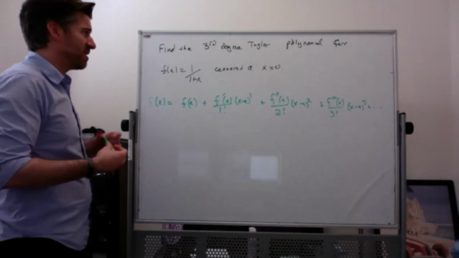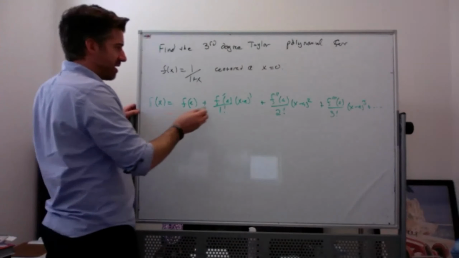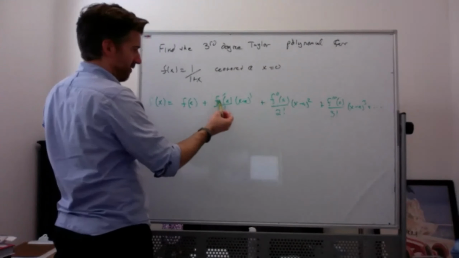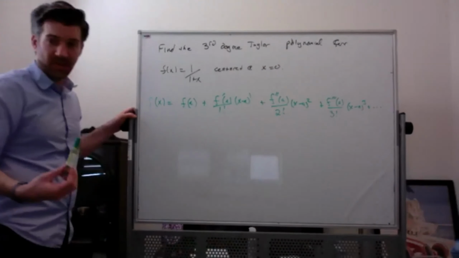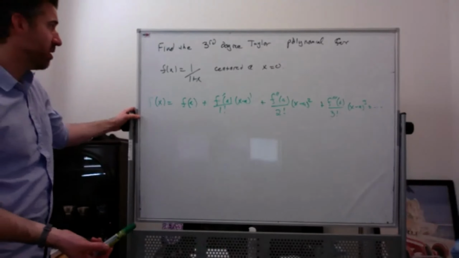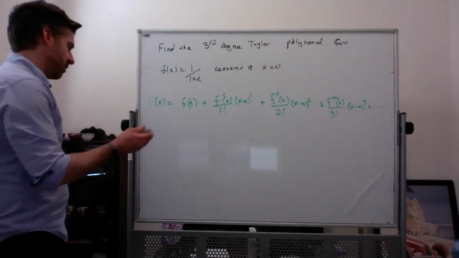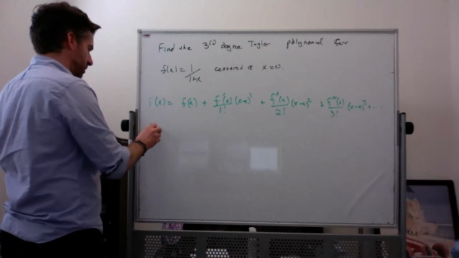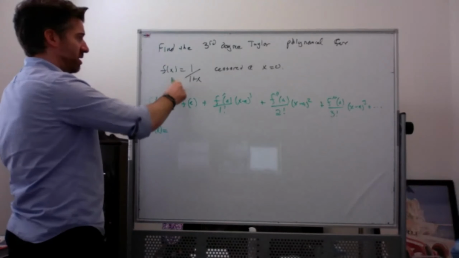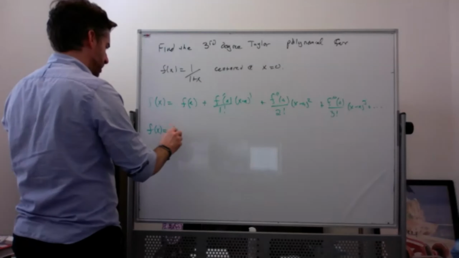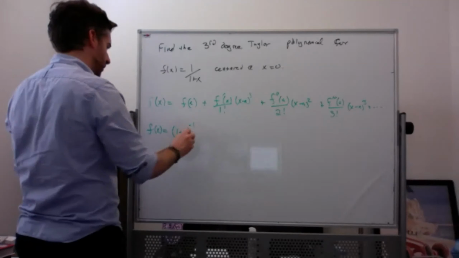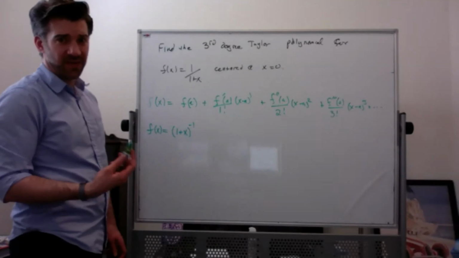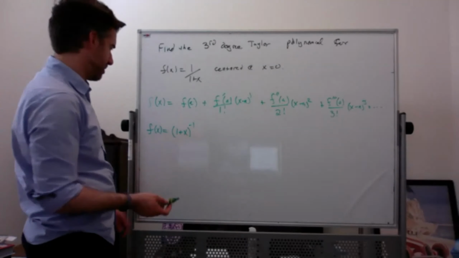So here's what that ends up meaning. We have to find all these derivatives. I have to find the first, second, and third derivative if I want the third degree Taylor polynomial. So let's go ahead and make a list. My function, and I think it's going to be much more convenient to write my function not as 1 over 1 plus x, but as 1 plus x to the negative first. Because if I have to take repeated derivatives, it's nicer like this.